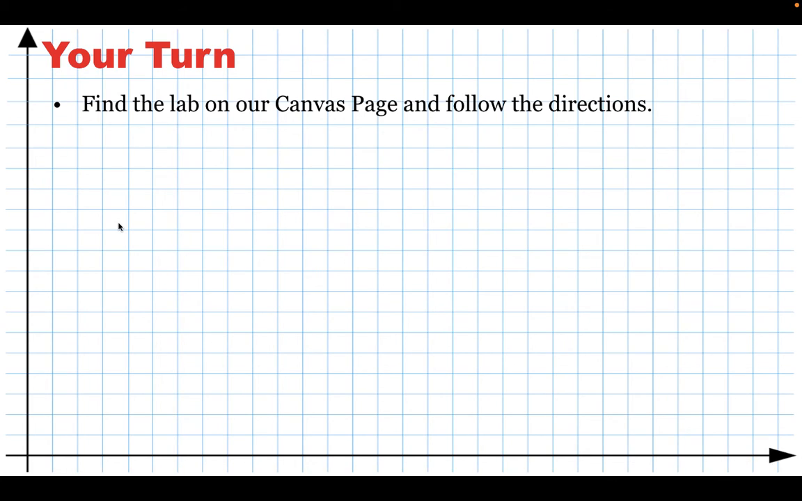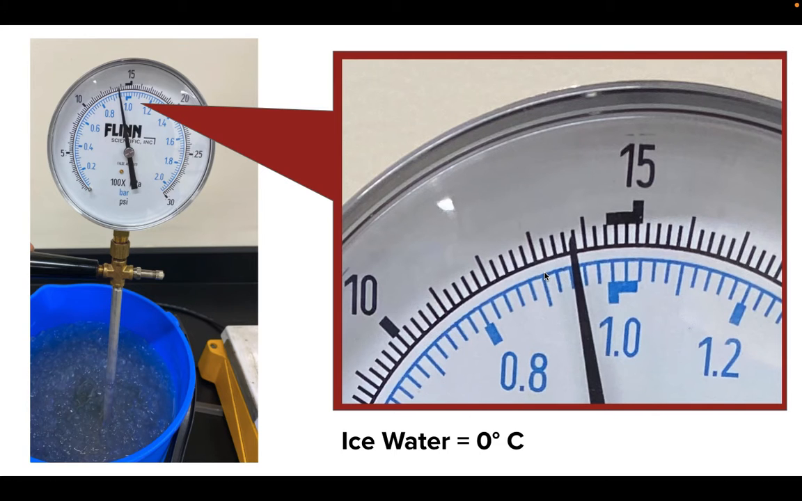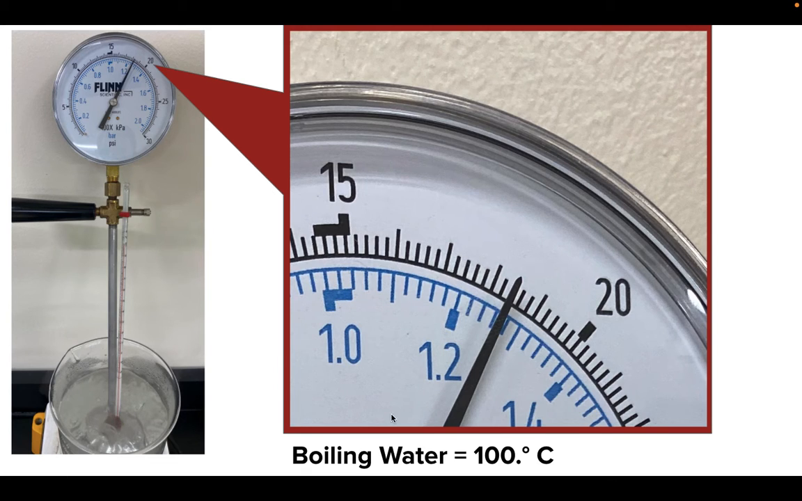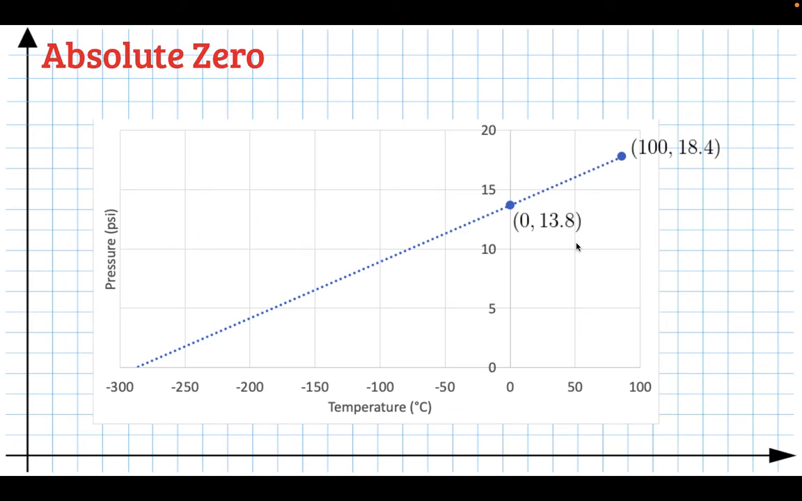So the directions are on Canvas, and there's a page you need to print in order to make the graph. We're going to make a graph by hand. So you'll have to go to Canvas and read the directions. Here's kind of a summary of what you're going to do. You're going to make a scale where the temperature is on the x-axis and the pressure is on the y-axis. And you're going to take these 2 points we just found. So right here, the temperature is 100, the pressure is 18.4. Here the temperature of the water is 0 and the pressure is 13.8. So those 2 points, 100 and 18.4, and 0 and 13.8, you're going to plot on your graph.